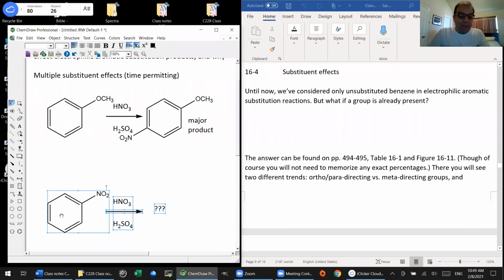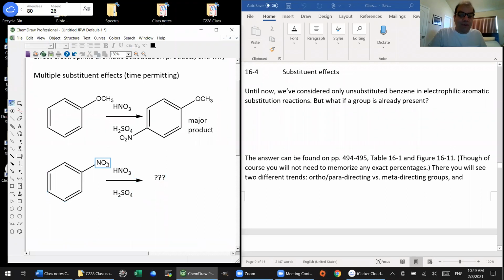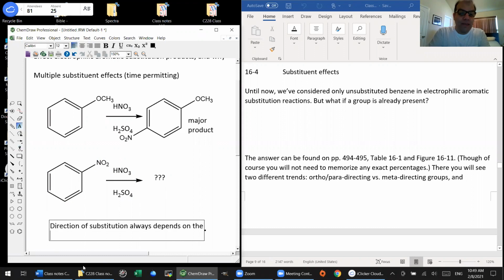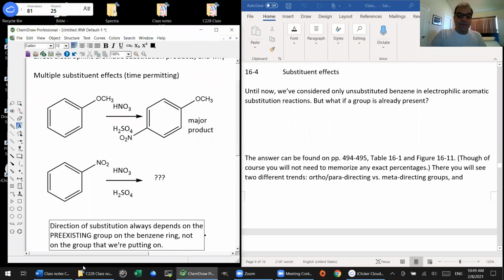Well, again, if we look at our table, we find that the pre-existing nitro group, and don't confuse the pre-existing nitro group with the nitro group that we're putting on, is always affected by whatever is already on the benzene ring. So the direction of substitution always depends on the pre-existing group, not on the group that we're putting on. That's something you have to be very clear about. It depends on what's there already, not on what we're putting on.